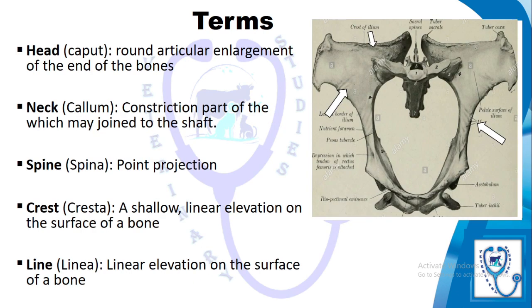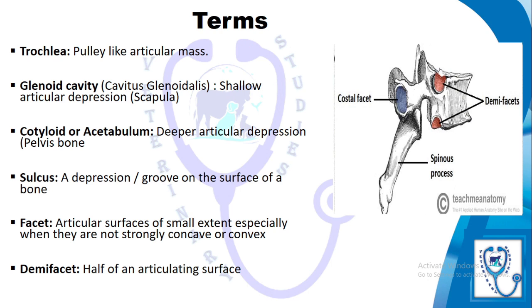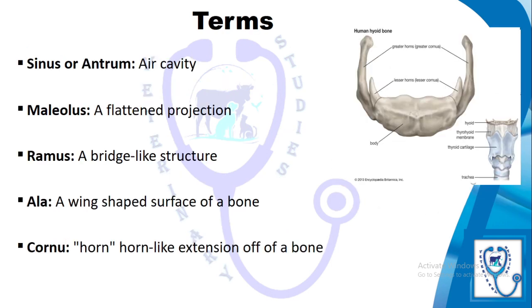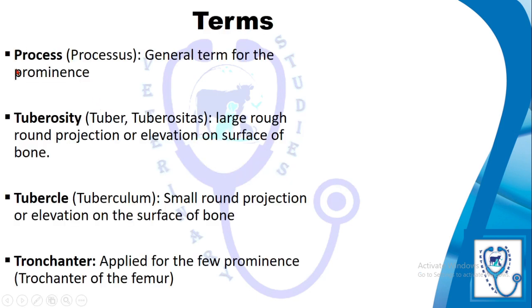The topic which I am going to discuss today is important to learn the different parts and structures of a bone in a skeletal system. Today's topic is terms which are used in osteology. These are the terms which I am going to discuss with suitable examples. Let's start. So, the first term is process.